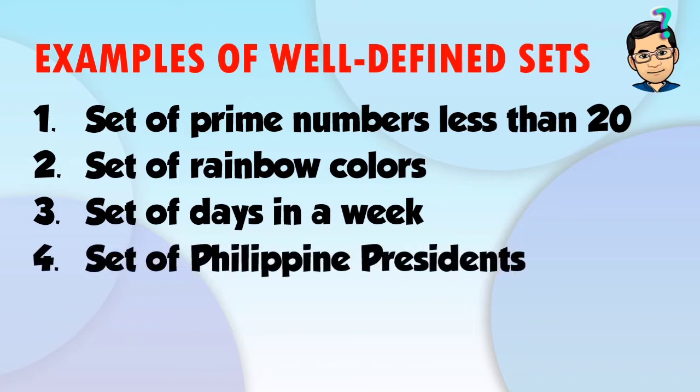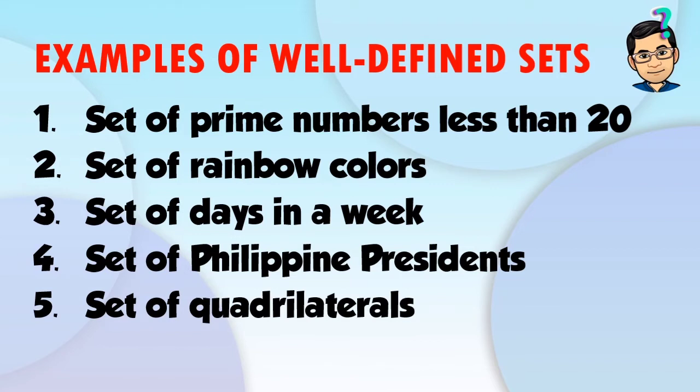Next, set of Philippine presidents. Ayan, well-defined din po siya kasi kaya nating i-identify yung mga pangalan ng naging Philippine presidents. And then, set of quadrilaterals. Ito po yung mga four-sided figure, four-sided polygon. Like, for example, square, rectangle, trapezoid, parallelogram. So, well-defined set po siya.